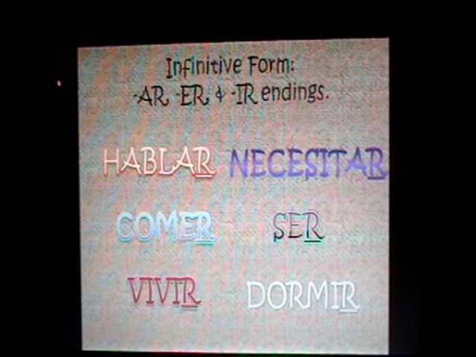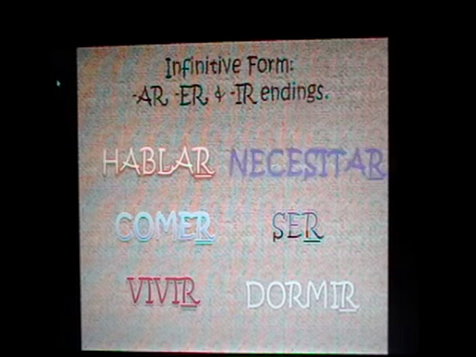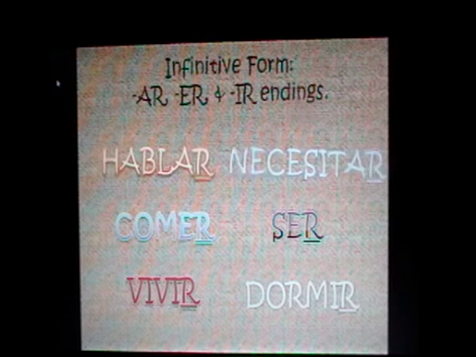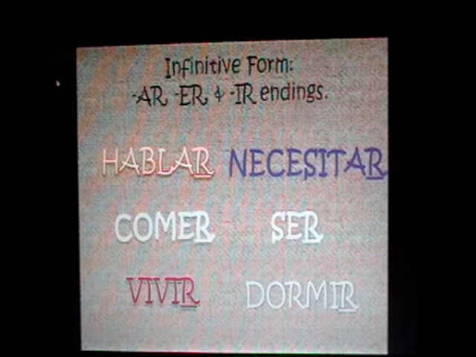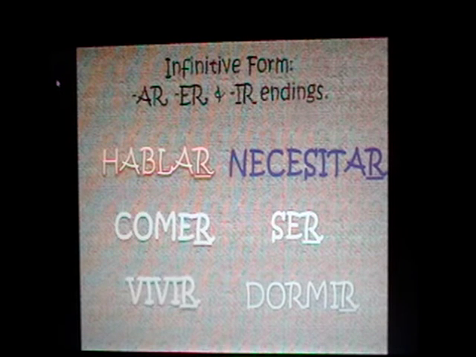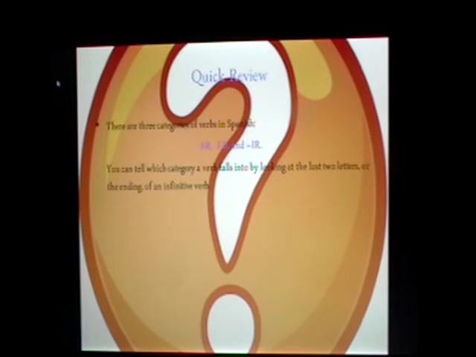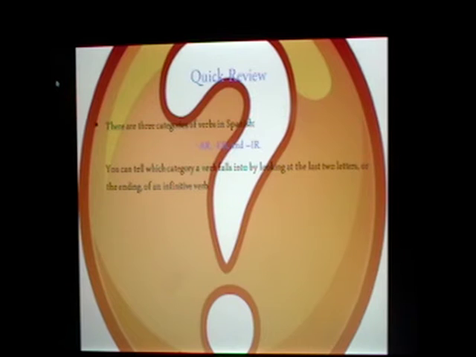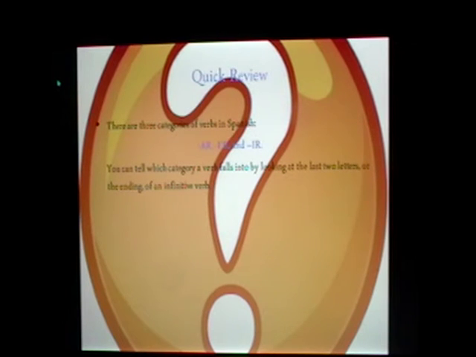Remember that in Spanish there are three main categories of verbs: AR, ER, and IR verbs. Today we focused on AR verbs. You can tell what type of verb it is by the ending. You can always look at the last two letters, and this tells you if the verb is conjugated or not. If the verb still has the AR, ER, or IR ending, it is considered to be in its infinitive form.